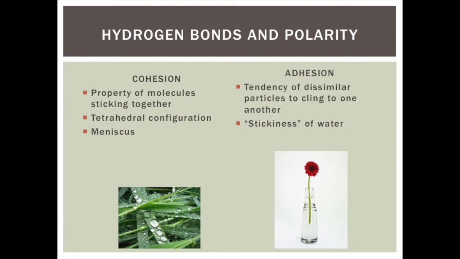Alright, so the differences between cohesion and adhesion. Cohesion is the property of molecules sticking together, and it's hydrogen bonding between water molecules, which leads to water being sticky and to things such as surface tension and drinking through a straw. And adhesion is the tendency of dissimilar particles to cling to one another. It is hydrogen bonding between water and other substances, and it also leads to capillary action and water climbing up a paper towel or a cloth.